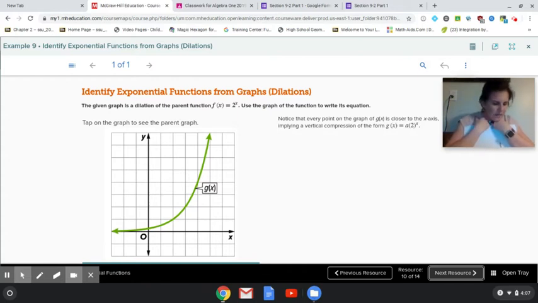Is everybody here with me? So we're going to substitute the coordinates in for x and y to solve for a. Dun, dun, dun.